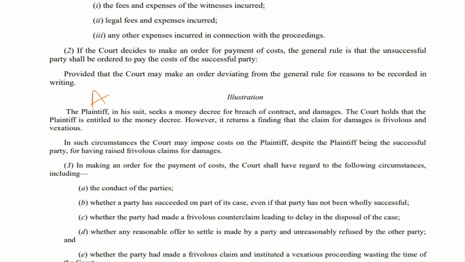He has breached a contract. In this case, the court is saying that the plaintiff is entitled to the money decree, or the plaintiff is successful. But it gives a further finding that the claim for damages is frivolous. See, in this case, you need to understand the difference. I am saying A has to pay me money. The court says yes, he has to pay you money. No problem about that. And it is giving an order in my favor.